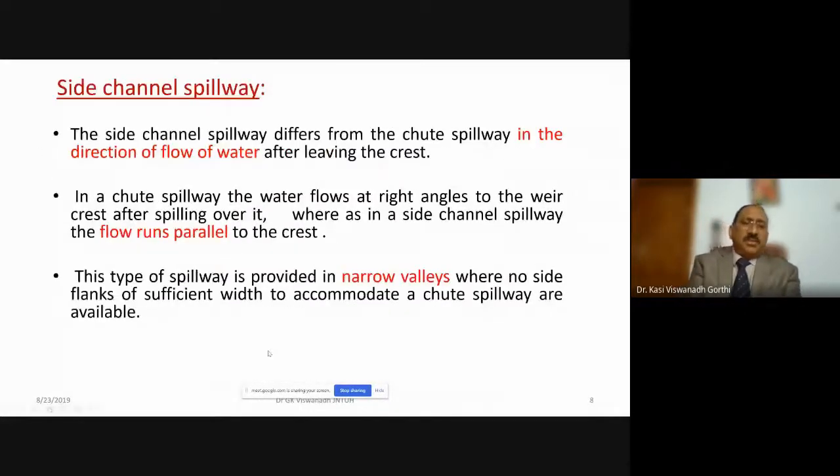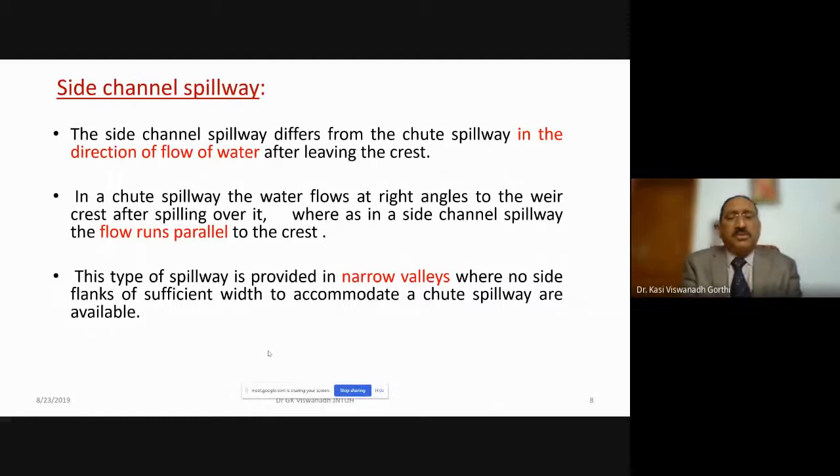Now, side channel spillway. The side channel spillway differs from the chute spillway in the direction of flow of water after leaving the crest. What happens in the case of a side channel spillway? What happens in the case of a chute spillway with respect to the direction of flow of water? In the case of a chute spillway, the water flows at the right angles to the weir crest after spilling over it, whereas in the case of a side channel spillway, the flow runs parallel to the crest.